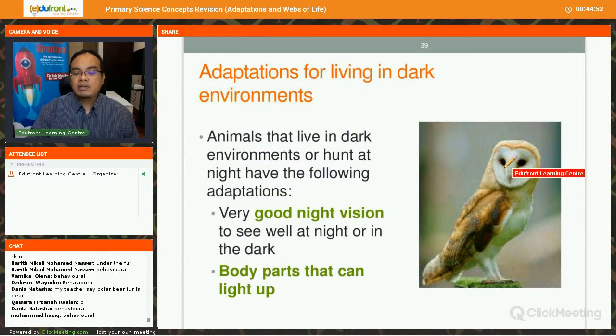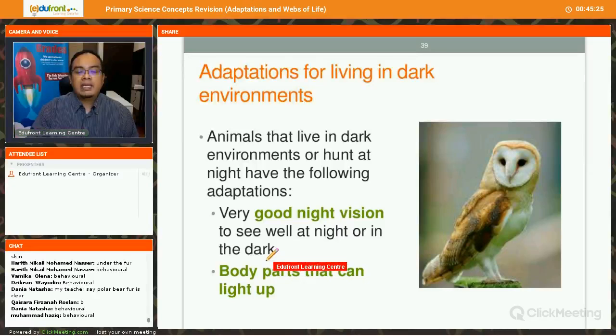Now you can see this owl, very scary looking, right? Some animals live in a dark environment or hunt at night, like this owl. They are called nocturnal animals. Nocturnal animals sleep in the day, and at night they are awake, they hunt at night. And what adaptation do they have? They have good night vision. Their eyes are very sharp, very sensitive, to enable them to see in the dark, so as to catch their prey by surprise.